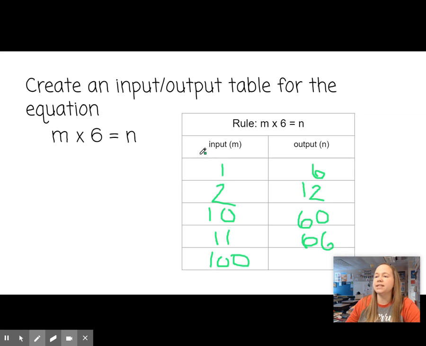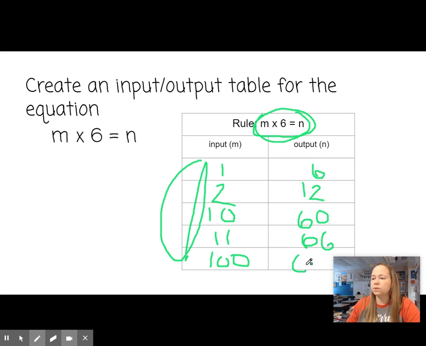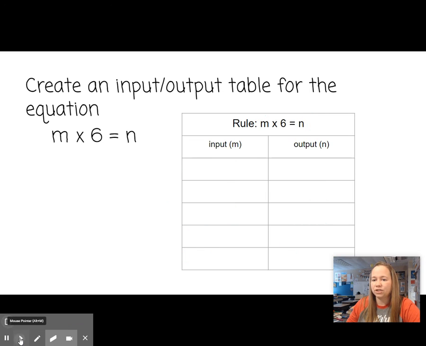Now, this side doesn't have to be a pattern over here. The rule is whatever I put here, this is the pattern. This is the rule. Okay? Equals 600. You're going to have to do that today on your workbook pages.